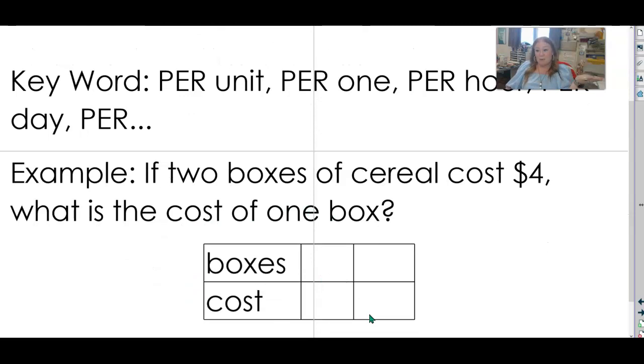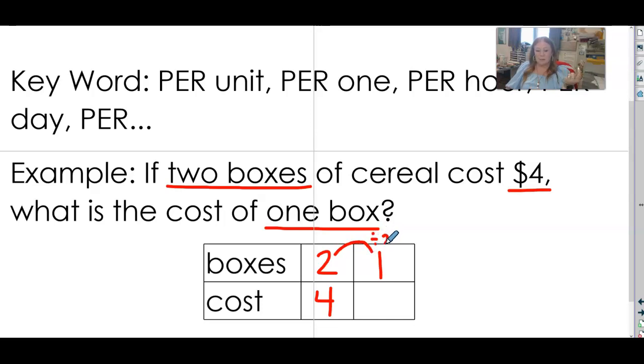We can set it up as a table, just like we learned about before. So the boxes, how many did I have? 2 boxes. Cost how much? $4. Now I want to know 1 box. Well, my boxes are on the top, so here's my 1. And I'm going to ask myself, how did I get from 2 to 1? Well, I had to divide by 2. 2 divided by 2 is 1. So I do the same thing here. 4 divided by 2 is 2. Every box costs $2, right? $2, $4. There's my 2 boxes.